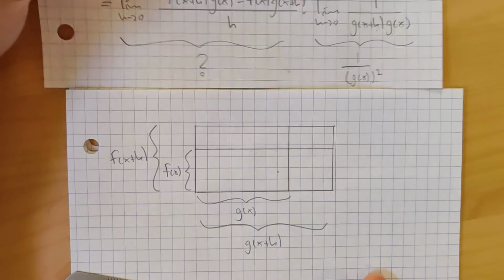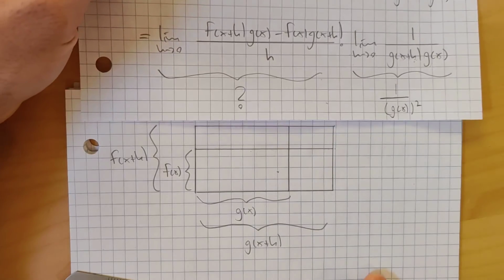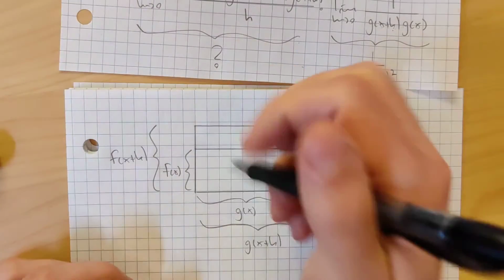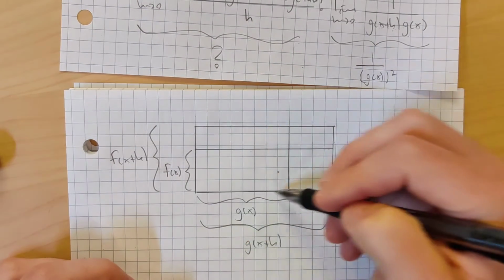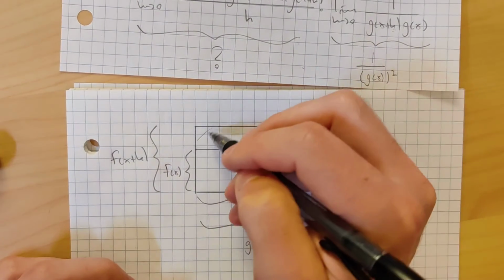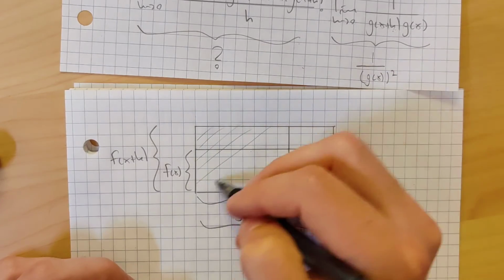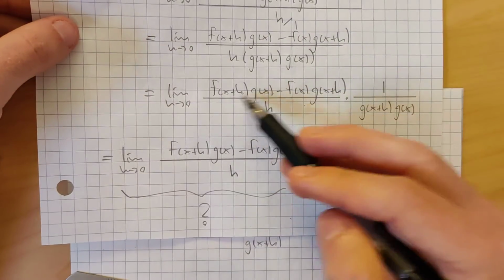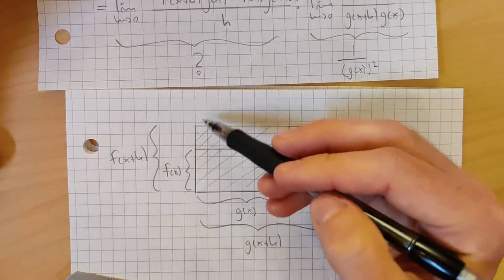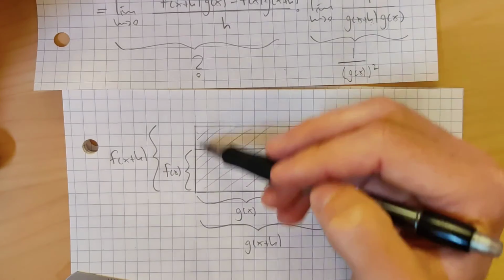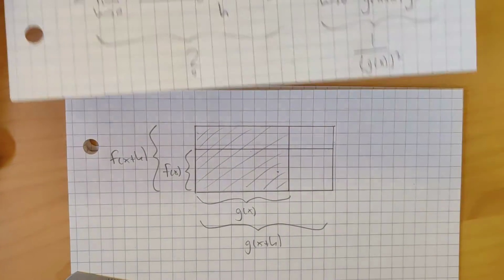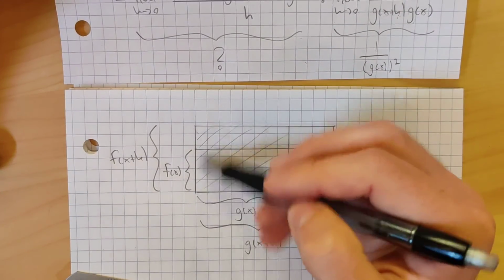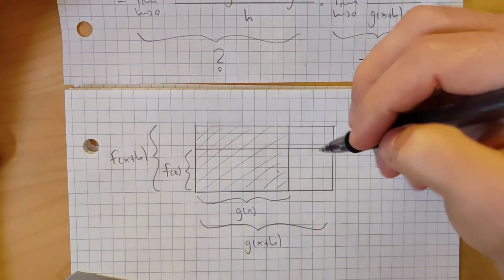Now looking at this guy right here, I've got f of x plus h times g of x. So f of x plus h, this guy right here, and g of x, this guy right here. So shading that area this way, this shaded area right here, that's this term right here, f of x plus h times g of x. f of x plus h times g of x gives me the area of that rectangle. Similarly, for this term, f of x times g of x plus h, it's f of x and g of x plus h. So I'm going to shade that this way.